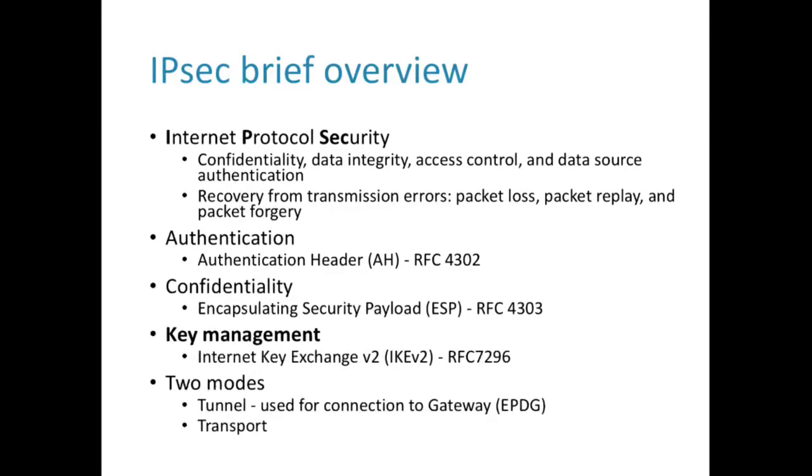It basically provides authentication and confidentiality, with these two, AH and ESP, the latter actually encrypting the payloads, encrypting the voice. Key management is then done by something called IKEv2. And you've got two modes. You've got what's called tunnel mode, which is used for connection to the gateway, so any packets from potentially different entities on a network can be sent through a tunnel. You have transport mode, which is just direct point to point.